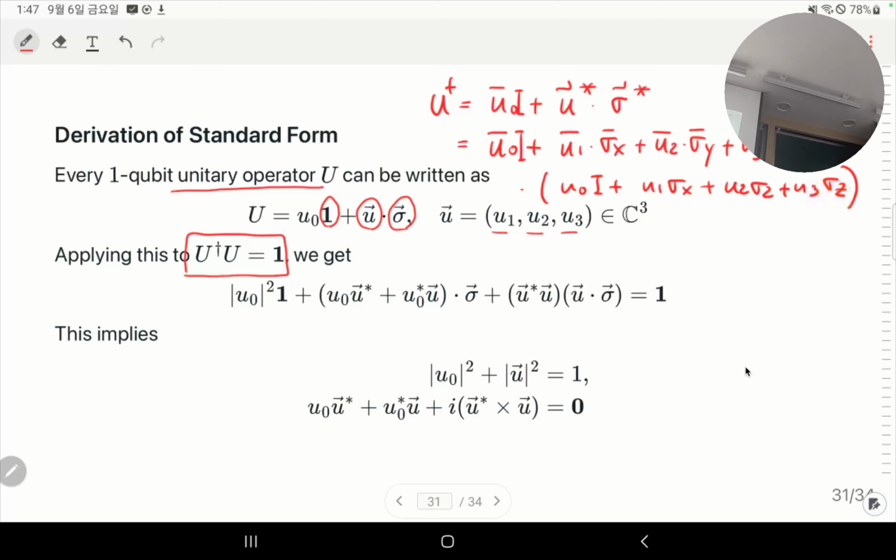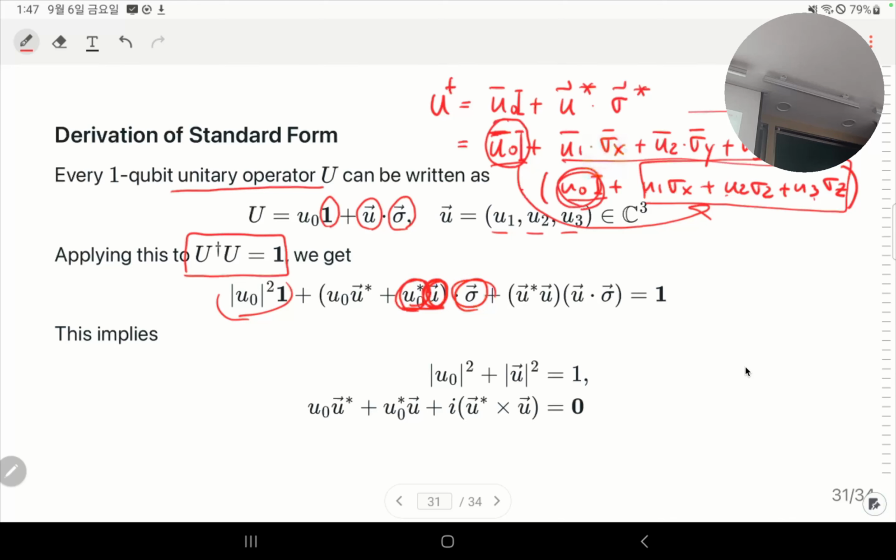And now you distribute everything. So how about the first one? Identity, identity, you get u0 bar u0. So that's the absolute square of u0, a real number. That's what we have here. And how about we take this one? u0 bar multiplied to everything in here. If you do that, you get u0's conjugate. I put the conjugate as a bar, but I put the conjugate as a star, asterisk, multiplied to each of u1, u2, u3. I'm going to use that as a vector, and then take the inner product with sigma. And you do the same thing for this term and this term.